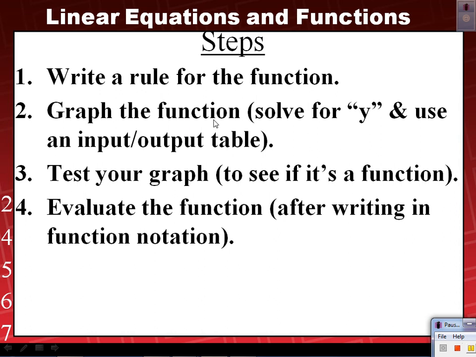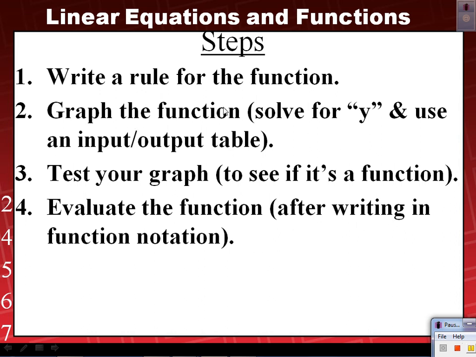Step 2, we're going to start right now with an example for step 2, which means to graph the function. But look at the 2 steps specifically within step 2. What are 2 things that we need to do? Solve for y and make an input-output table. So what are the 2 steps that are imperative? Solve for y and write an input-output table. Okay? From there, we're going to test our graph to see if it's a function. We can do that. We know how to use our scanner from left to right, or we can tell by looking at the points to see if any of them repeat. And the last one, evaluate the function after writing in function notation, and I'll show you how to do that.